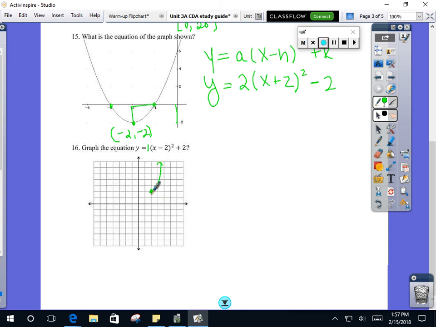Now, to find exact points for this parabola, what would you need to do? Graph it and use the table. Like to find some more exact point locations instead of just doing a little sketch like I just did, you would graph it and go to the table and plot some of the points you see. Does that make sense? Okay, number 17.